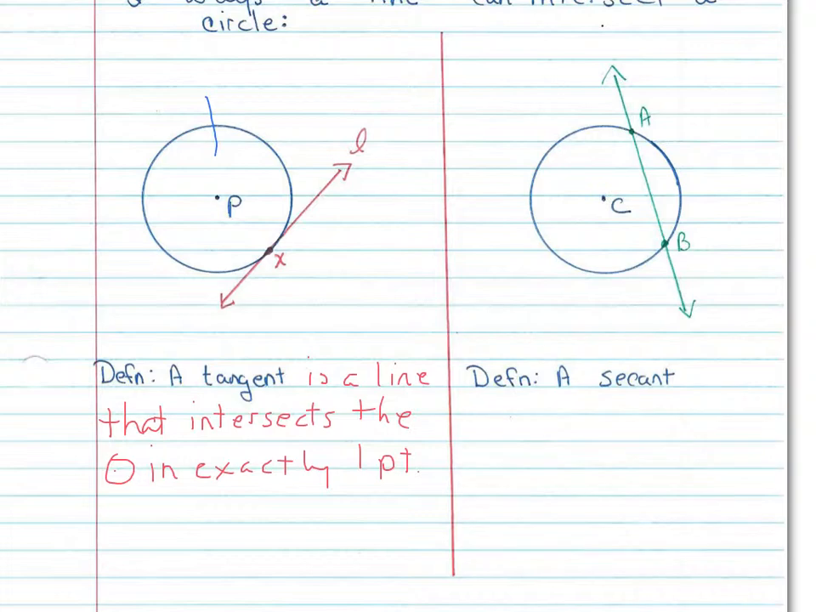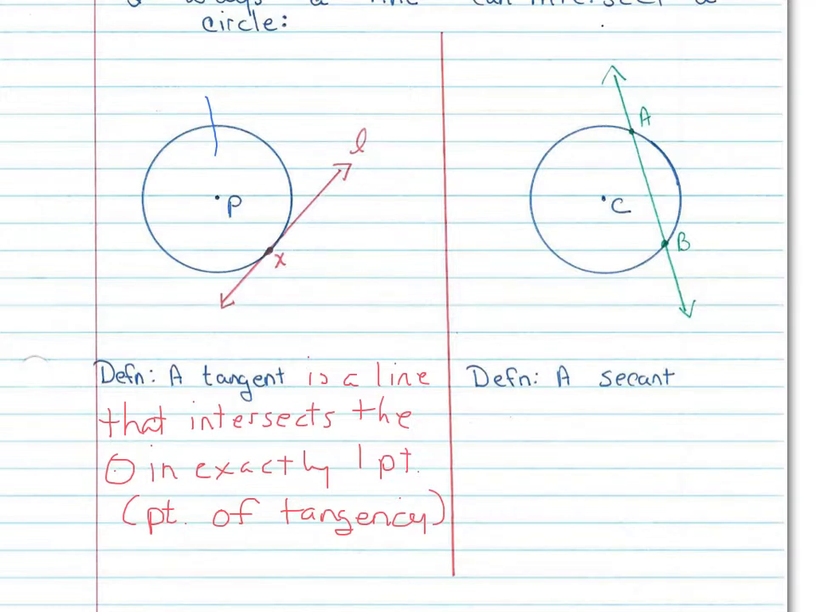A tangent to a circle is a line that intersects the circle in exactly one point. That point is called the point of tangency. So what's the point of tangency in the drawing that I have there? X is the point of tangency. So line L is tangent to circle P at point X.